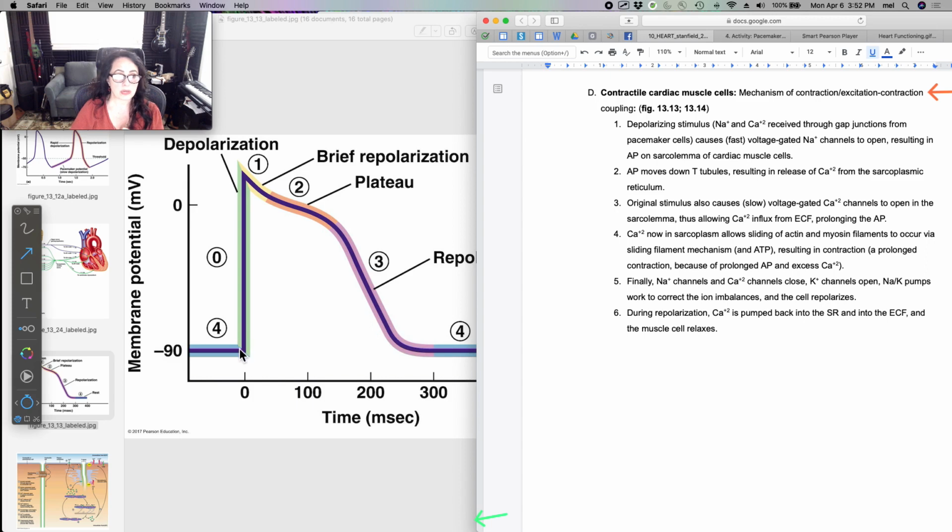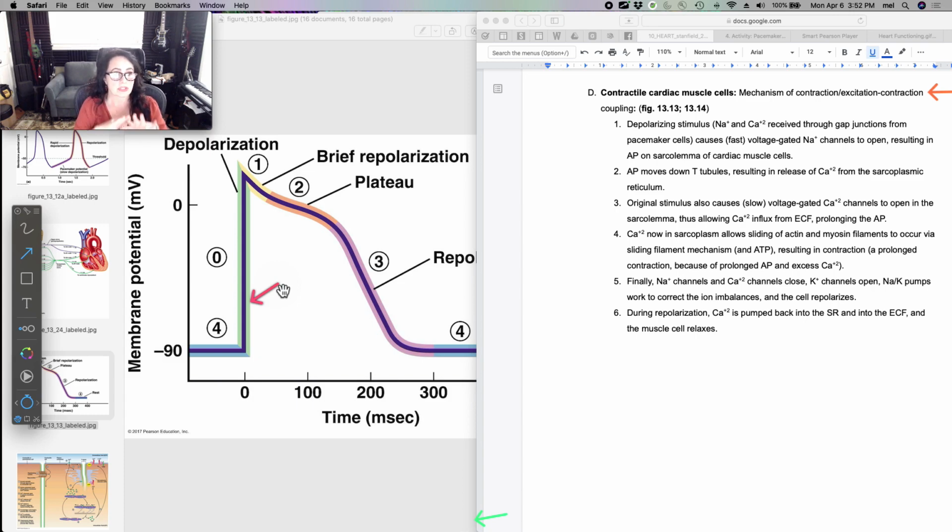And that occurs when we call these fast voltage gated sodium channels open. That's these guys right here. The fast voltage gated sodium channels open, and you get almost an immediate action potential. And then what's going to happen, let's just look at this and we'll go back to see what happens inside the cell with the contraction.